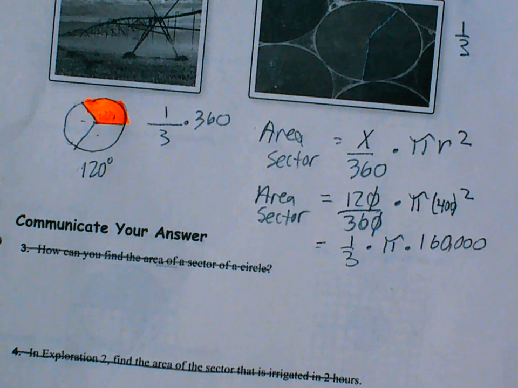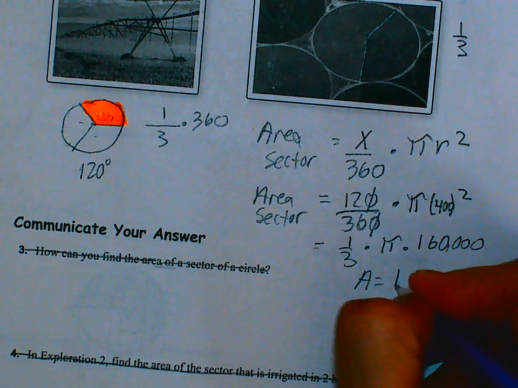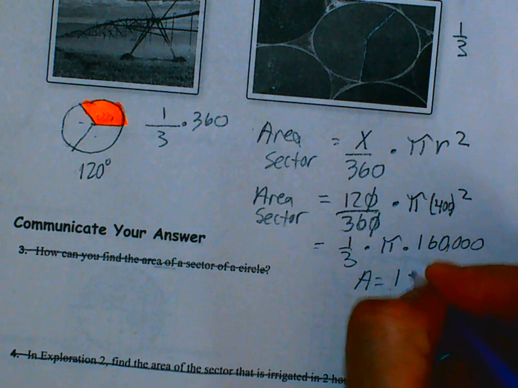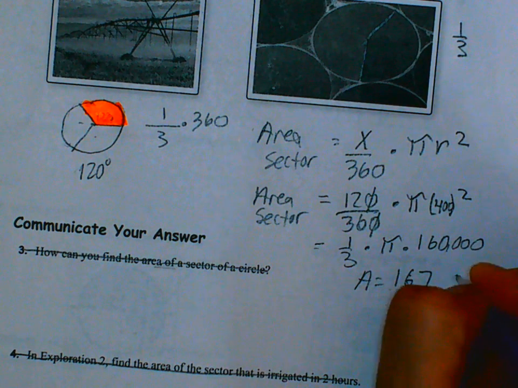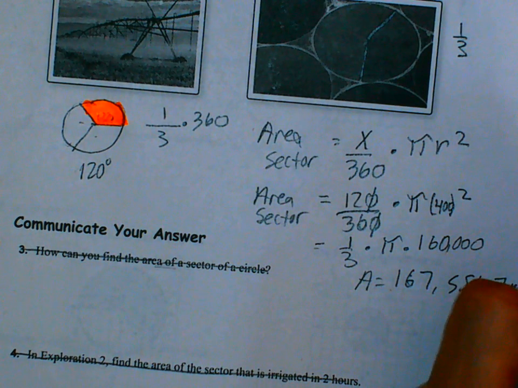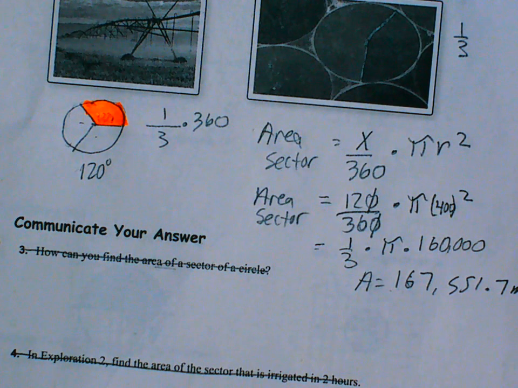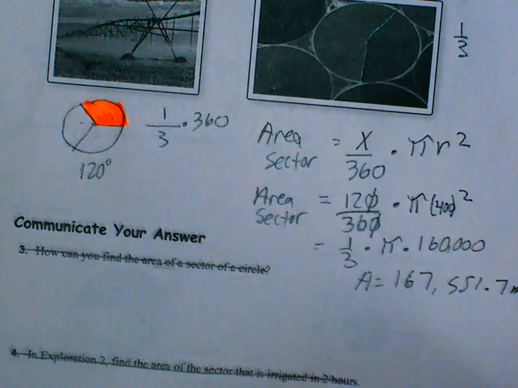Okay, so then what we're going to do is multiply that by pi, and I'm using the calculator, and then divide it by 3. So the area of that sector is pretty big, 167,551.7 meters. So meters squared. It's a big area.